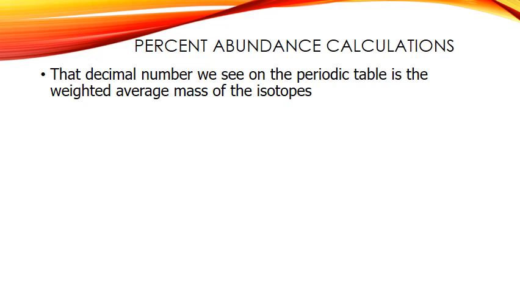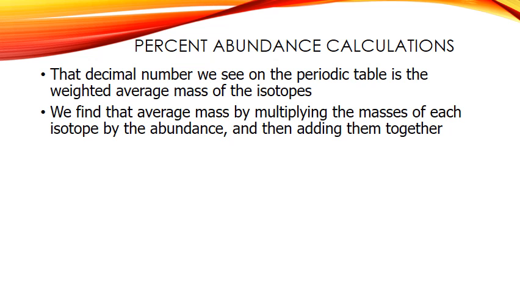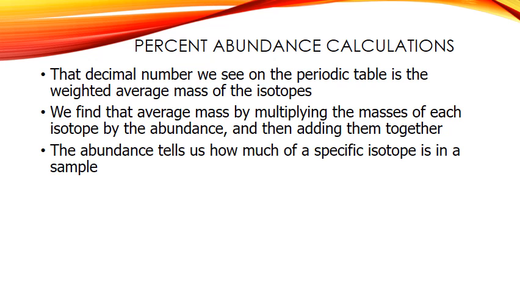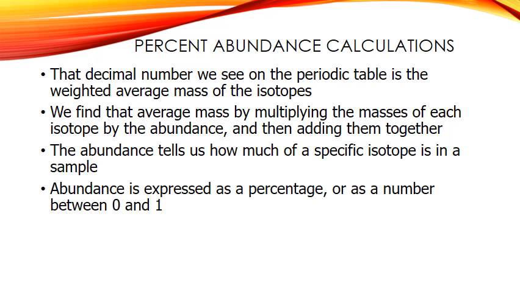That decimal number is the weighted average. We find that average mass by multiplying the masses of each isotope by the abundance, and then we add them together. All right, so what's the abundance? The abundance tells us how much of a specific isotope is in a sample. Abundance is expressed either as a percentage or as a decimal number between 0 and 1.